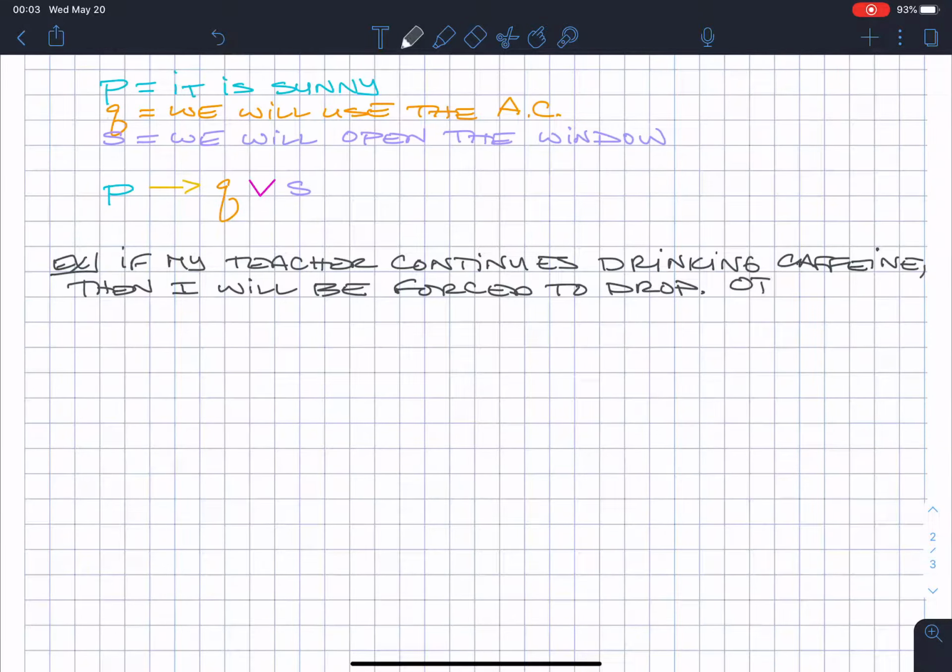Otherwise, she'll drive me crazy. So otherwise, she'll drive me crazy. She'll drive me crazy.